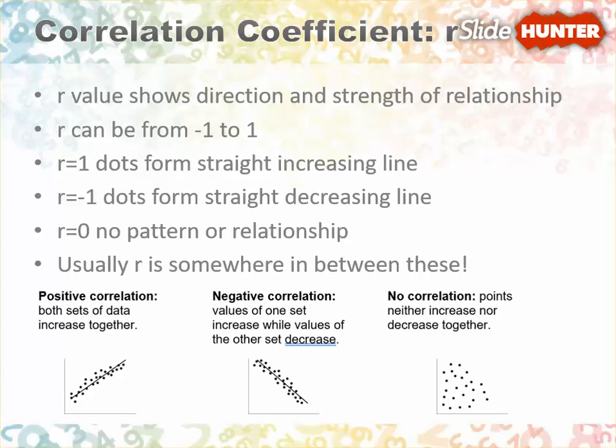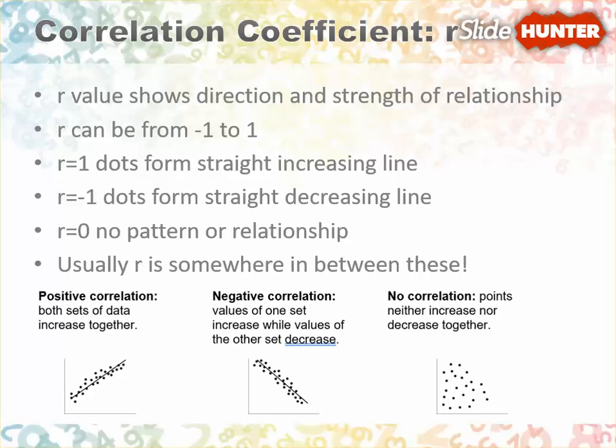Mathematically, we can look at this relationship with something called a correlation coefficient. And this is abbreviated with the letter R, lowercase r. And the R value shows both the direction and how strong the relationship is. So your R values will be between -1 to +1.